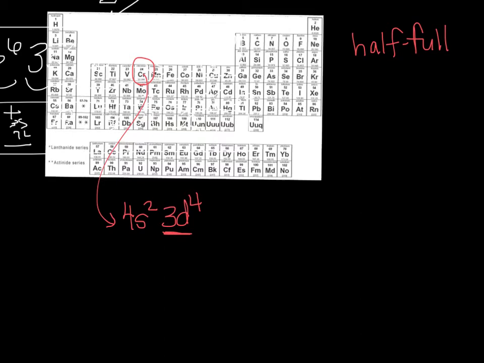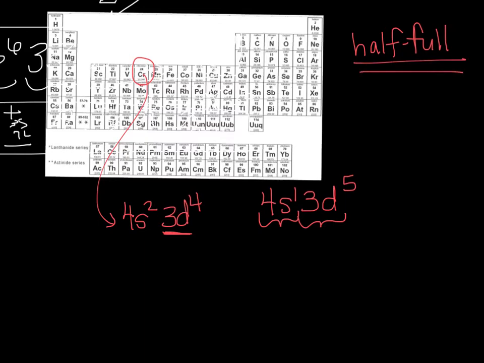It's one of those things sort of like in the English language we have rules, I before E, except after C. Okay, so here's the thing. What chromium's actually going to do is fill 4s1, 3d5. What's now happened is d is exactly half full. And yes, now s isn't full, but s is also half full. And because both of these are half full, it turns out this is just what chromium actually does.